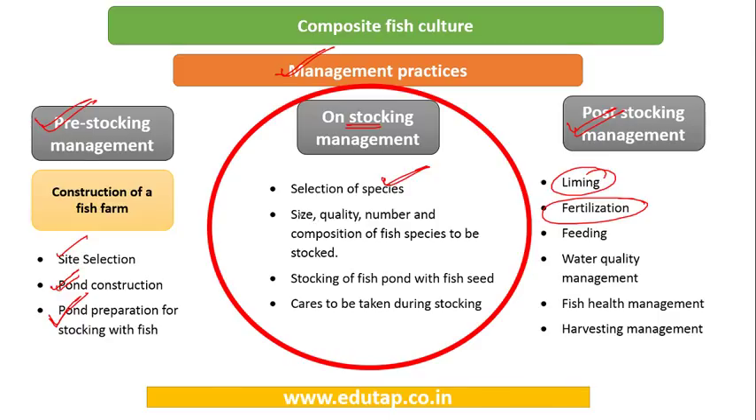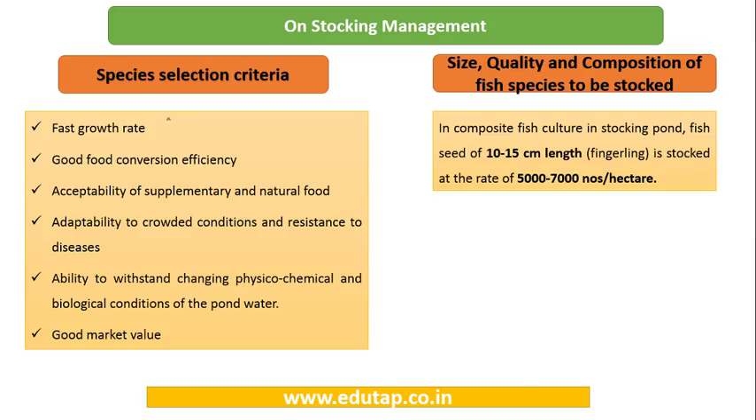Then we need to understand about the size that we need to pick, the quality, the number, right? All these things matter a lot. Okay, so let us just see what can be done when it comes to examination. So again, we have just discussed the species selection criteria. These are some of the general points.